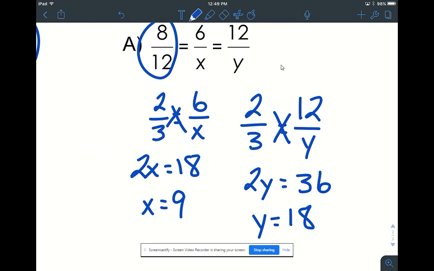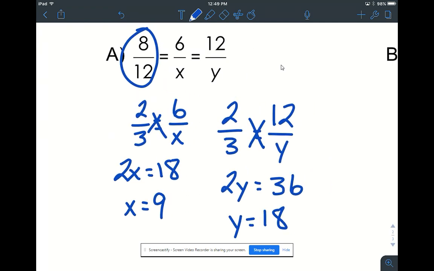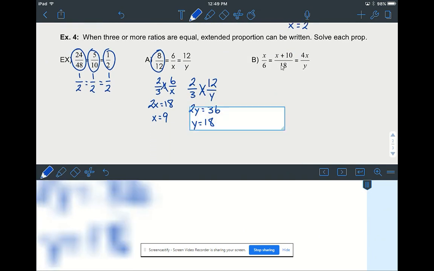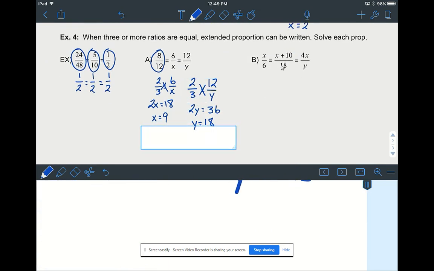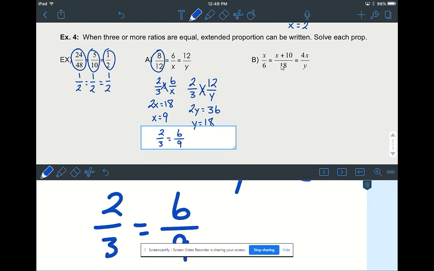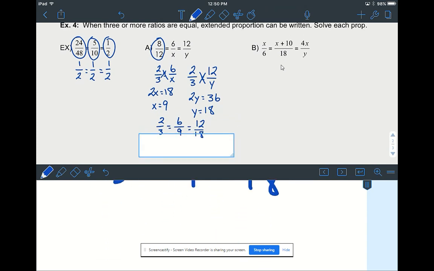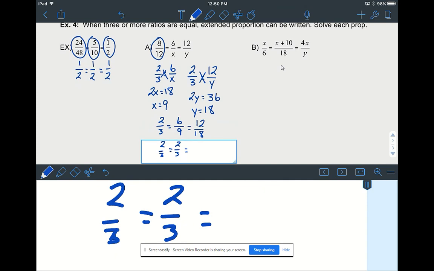If you would like to check your work on that, let me zoom out a little bit here. So 8 over 12 was equal to 2 over 3. So 6 over x, 6 over 9, and then 12 over 18. So all three of those have to equal 2/3. So 6 over 9, if we divide both by 3, gives us 2/3. And 12 over 18, if we divide both by 6, gives us 2/3. So all of them end up equaling the same ratio, which means we solved the problem correctly.